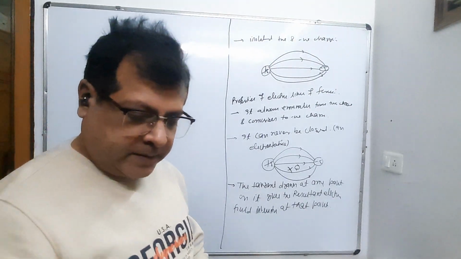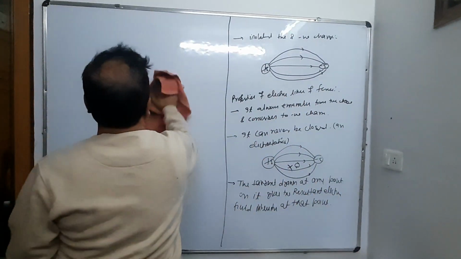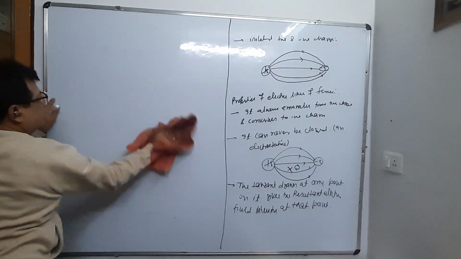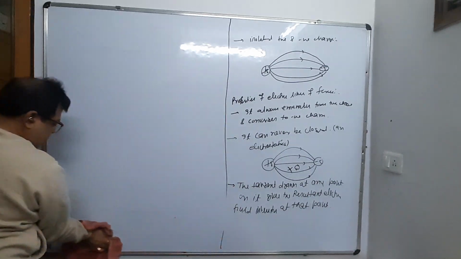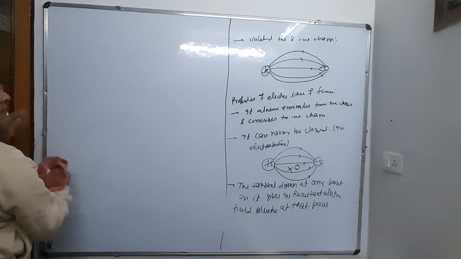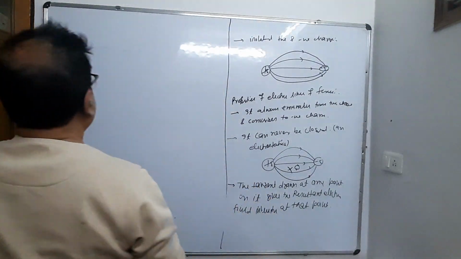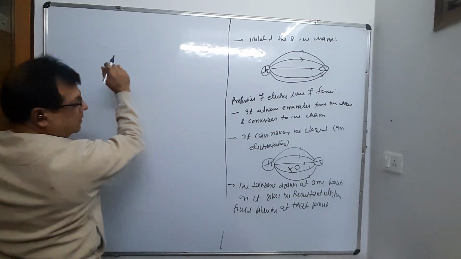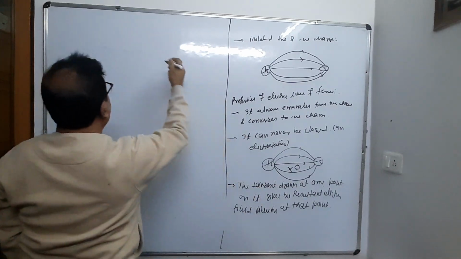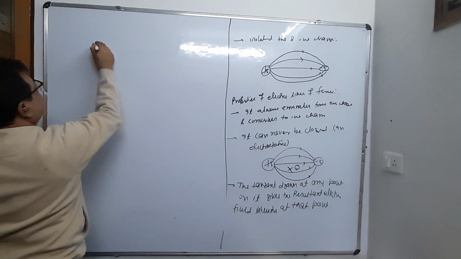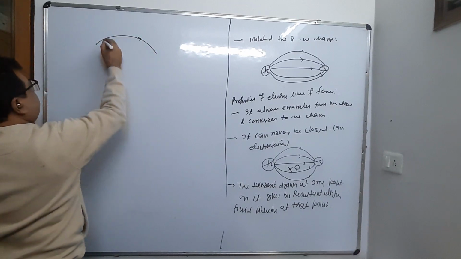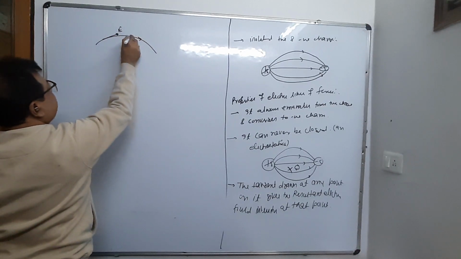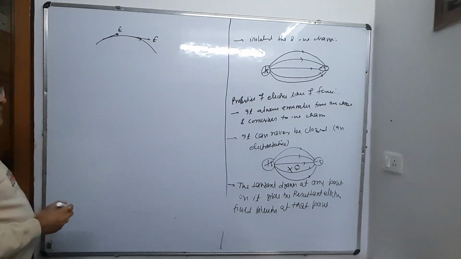So how can one draw that? Suppose this is the electric line of force. At this point you draw the tangent. This gives you the direction of the electric field. So this gives you E. At this other point, if you draw the tangent, this gives you the electric field intensity at that point.